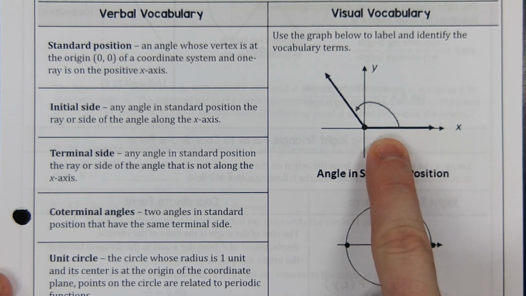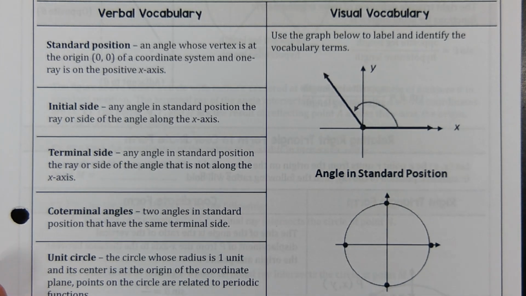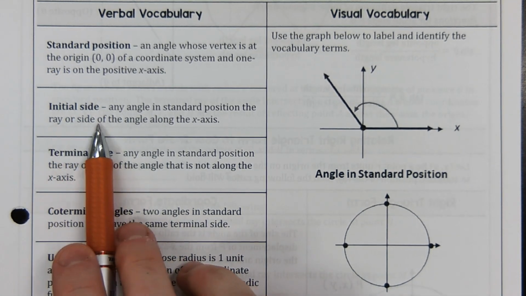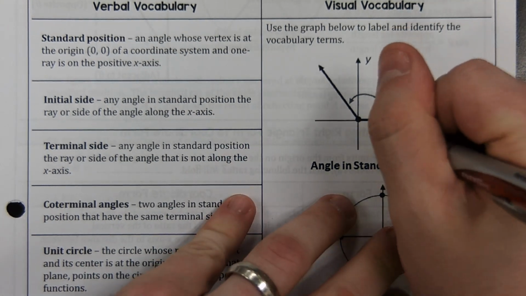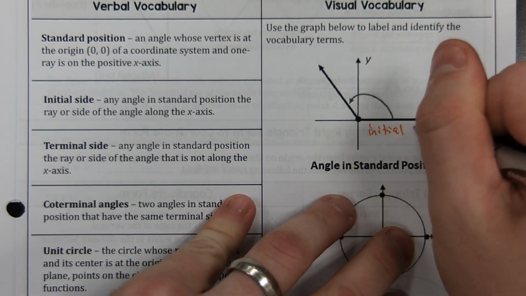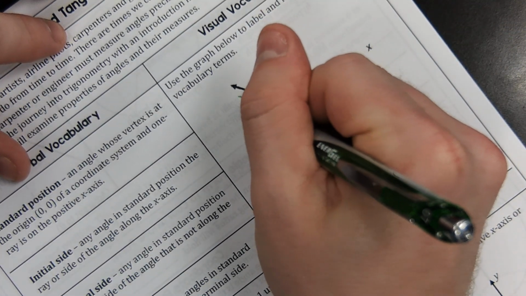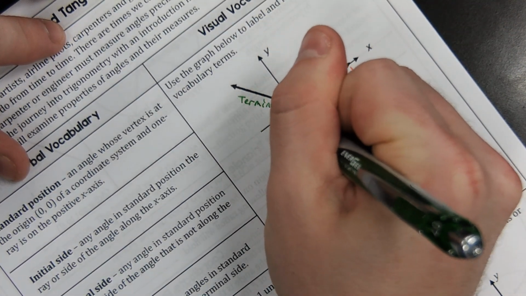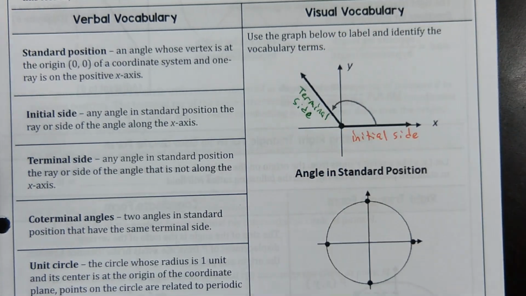That ray that's on the positive x-axis is known as the initial side. Any angle in standard position, the ray or side of the angle that is on the positive x-axis. And it should say positive. So this is the initial side. The other ray, this thing, where the angle comes to an end, is known as the terminal side. Terminal meaning ending. The terminal side.